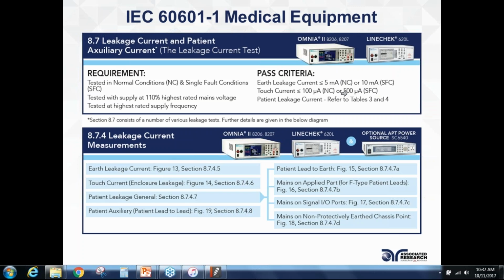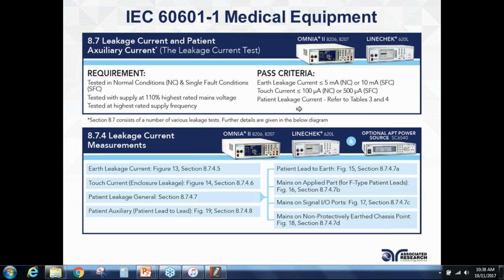But again, these are for your touch current points. They're not effectively grounded by earth, or they're floating. Remember the F-type applied part. Anything that's an F-type applied part should be tested to make sure the leakage current on those points is less than 100 microamps for normal condition, and 500 microamps for single fault condition. And then patient leakage, it tells you to refer to a table. Now the table has both AC and DC equivalent of leakage current. Depending on what type of products you have, depending on what that applied part is doing, you may or may not have different leakage current requirements. So we'll go over that table in a few slides, but I just wanted to point out where to look for these requirements in your standards.